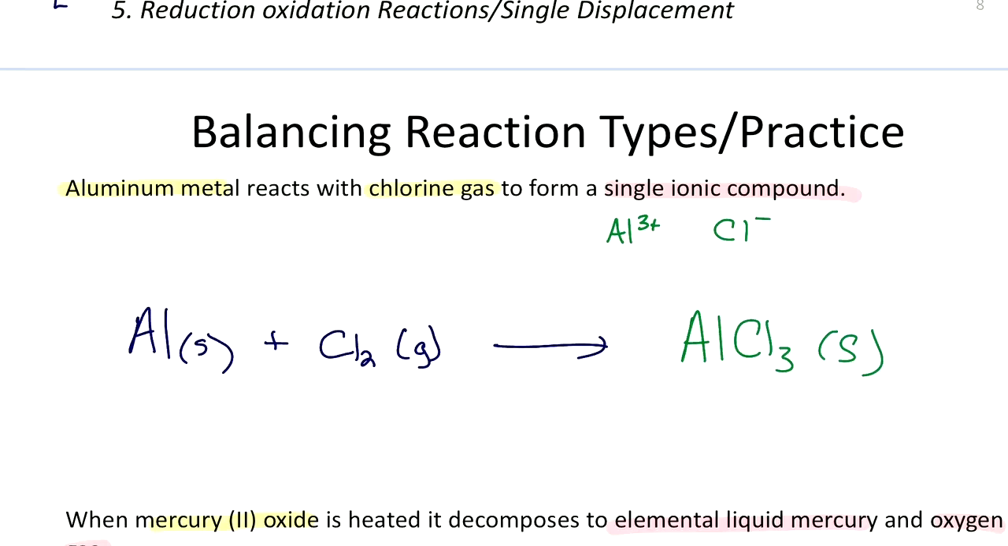What a lot of students want to do for predicting the product, they just want to smash these two things together and write AlCl2. That's just what they want to do. But in this case, AlCl2 implies that chlorine or aluminum is a +2 cation, which doesn't happen. So we need to actually predict with proper charges using chapter 2 stuff what is present.